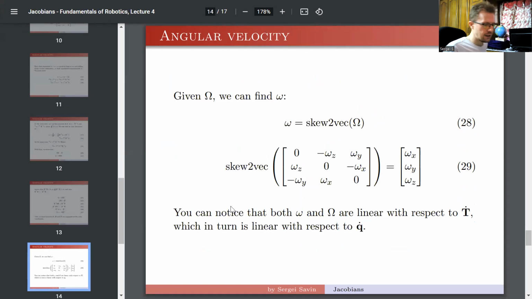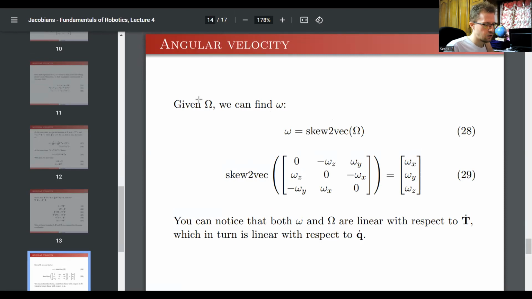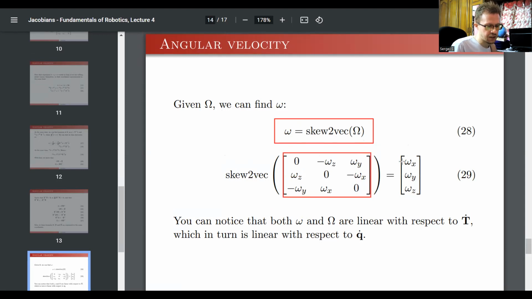Good. Now, last point to make. We have relations between big omega and small omega. Big omega is this guy, small omega is this guy. We can write down this skew-to-vec function that takes this matrix and gives us this vector. Notice this is not a function that you can write as a matrix-vector multiplication. It is a linear relation, of course, but I don't think you can write it as multiply this by a vector, multiply this by a matrix, etc.